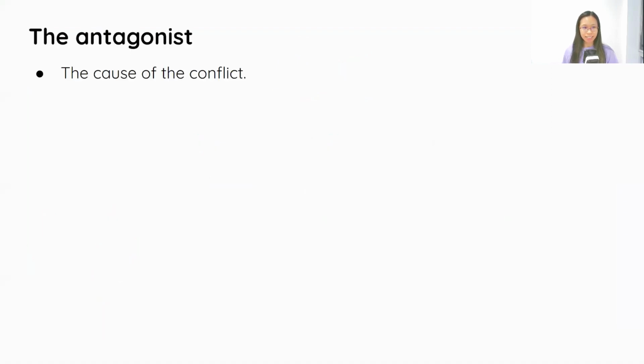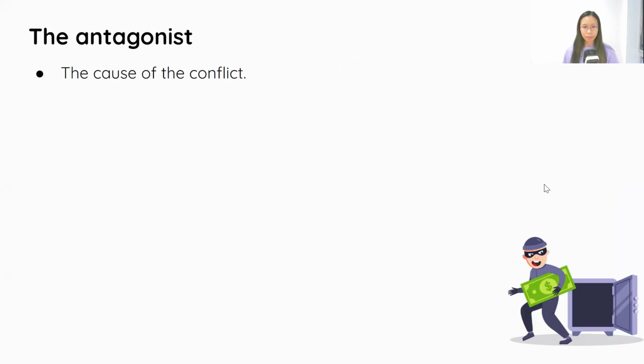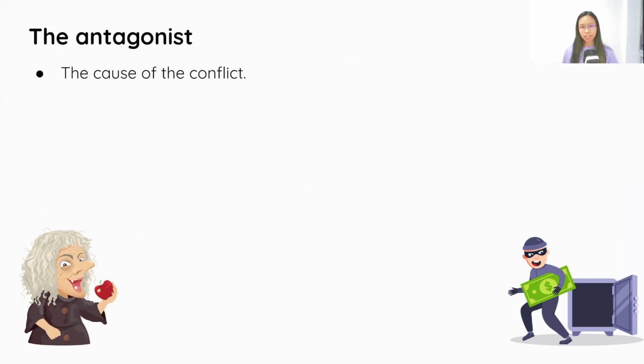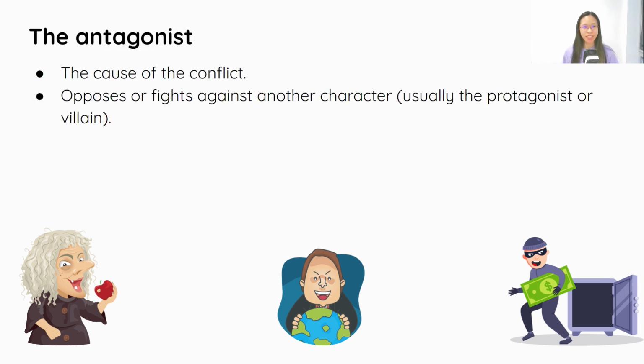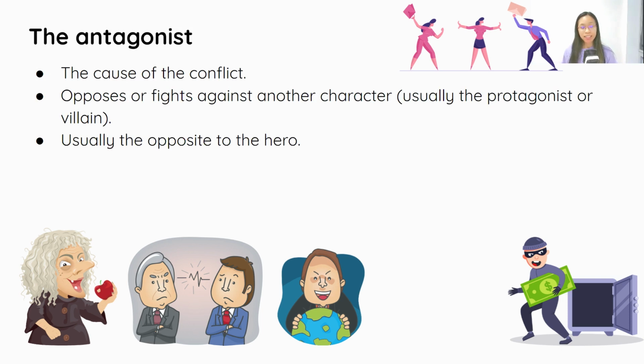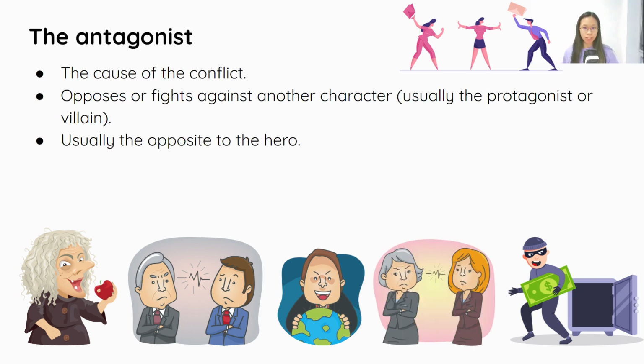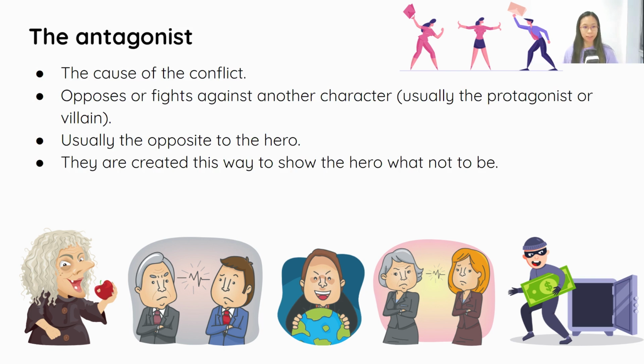The antagonist is usually a character who is there to cause conflict. Obviously, for the main character, or the hero of the story, not everything is going to go perfectly well. There's going to be some conflict, and the antagonist is a character there to cause a bit of trouble or some problems. They usually oppose or fight against another character like the protagonist, and they are usually opposite to the hero. We'll dive into that a little bit later.